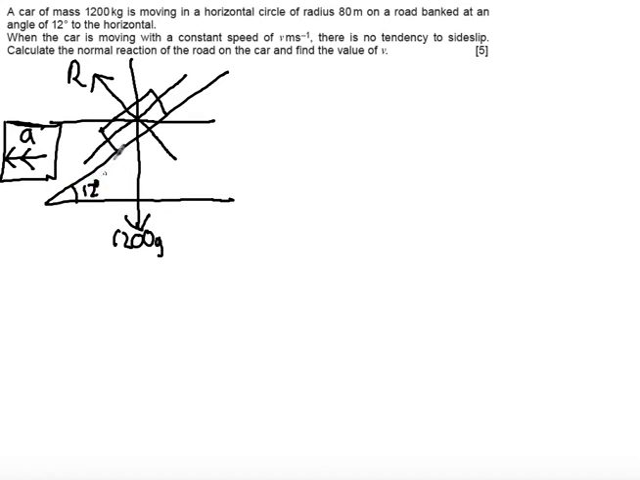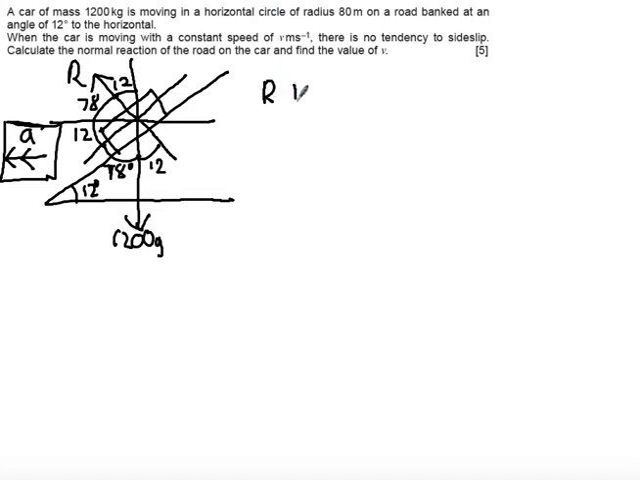Okay, so the angle at the bottom there is 12 degrees. That must mean that this will be 78 degrees. This angle here would be 12. This angle here would also be 12, and what's nice is the angles just alternate, so this will be 78, and this angle here will be 12. So remembering that I can only resolve horizontally and vertically because the acceleration is acting towards the centre of the circle.